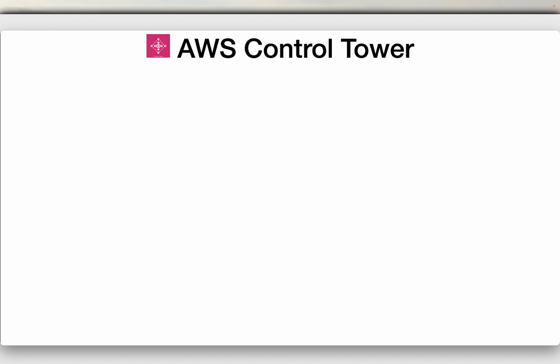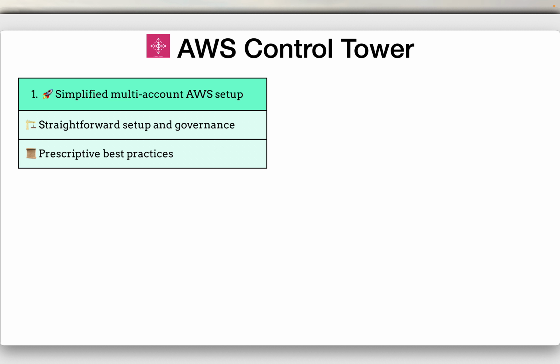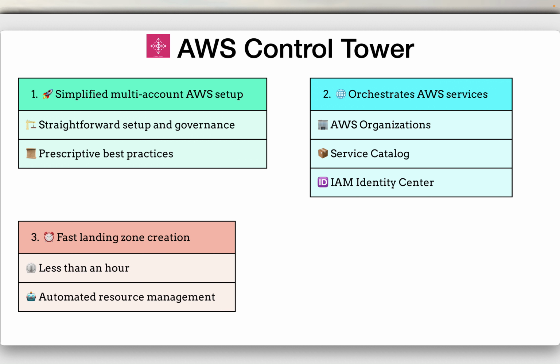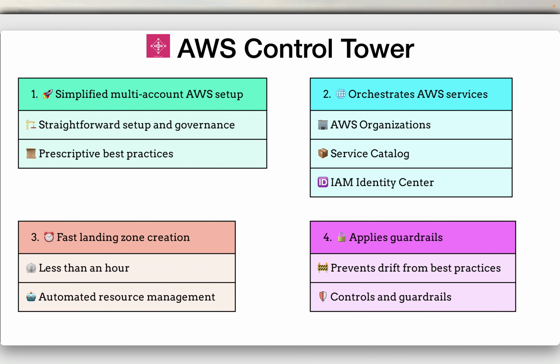So AWS Control Tower is a service that offers a straightforward way to set up and govern an AWS multi-account environment following prescriptive best practices. AWS Control Tower orchestrates the capabilities of several other AWS services to build a landing zone quickly. With AWS Control Tower, resources are set up and managed on your behalf, which allows you to build a landing zone in less than 1 hour.